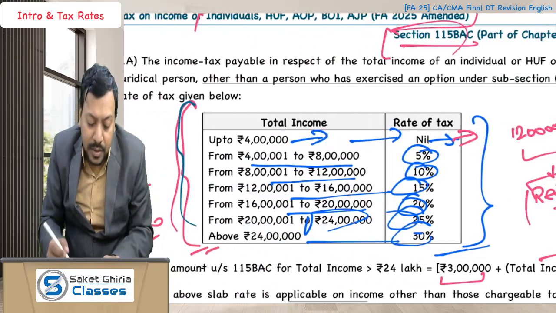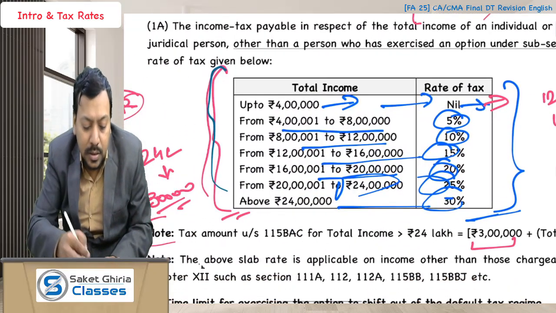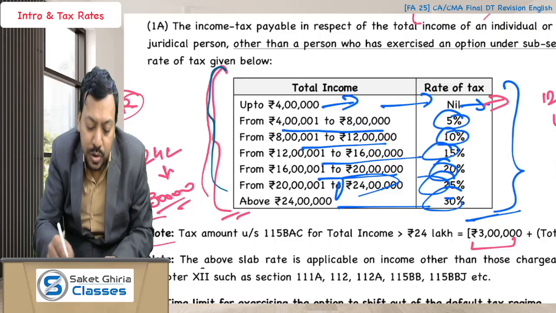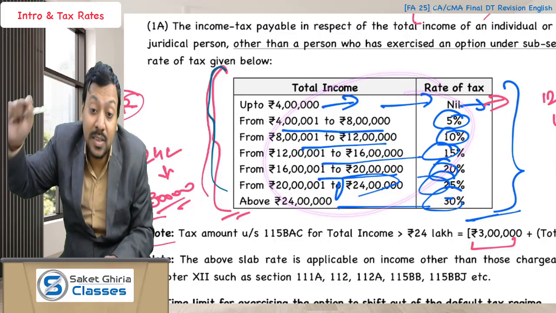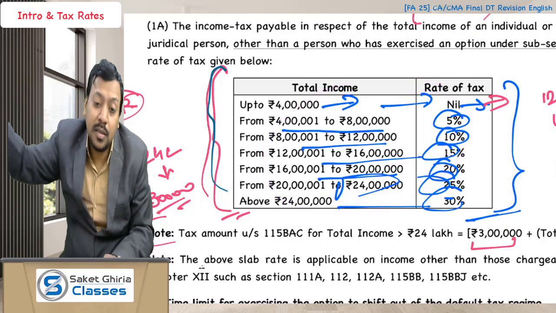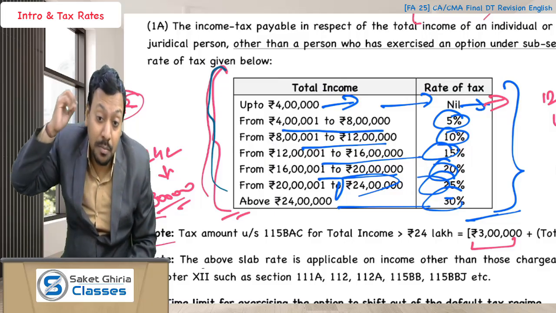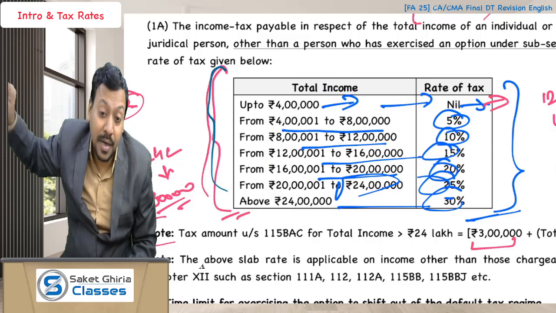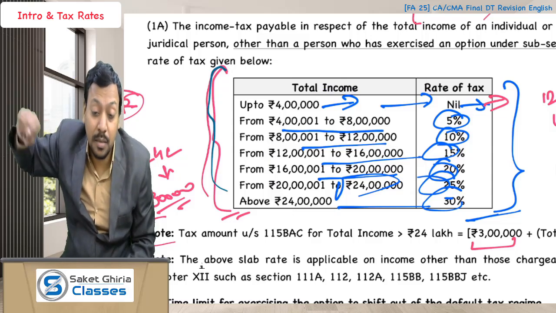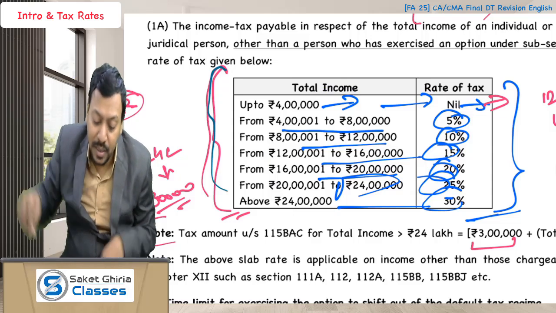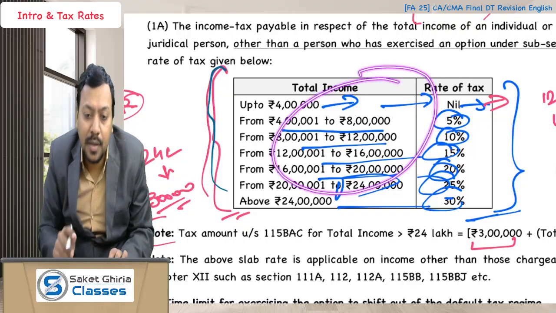Means, then, sir, what is the relevance of this slab rate? This slab rate is relevant only for those incomes for which no separate tax rate has been provided under Chapter 12 of the Income Tax Act. And if for some income a separate tax rate has been provided, then that income is going to be taxed at those rates and not by this slab rate. I hope I am clear.